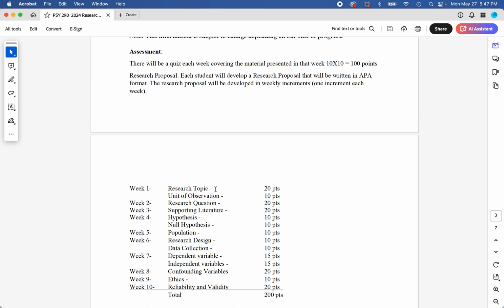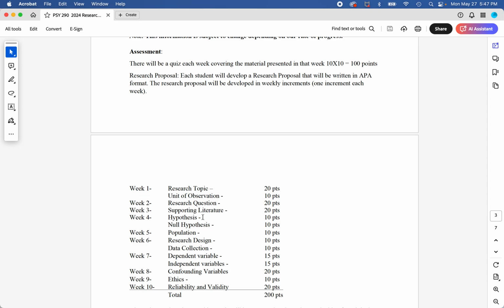We'll have to talk about what the unit of observation is. Unit of observation has to do with how you're measuring the topic that you're dealing with, and this gets into a lot of different ways of looking at things. Week 2, we'll look at the research question. That is from your topic. You have come up with a specific question. Week 3, we'll look at the supporting literature, which is one of the things that you have to do to find out if you can actually measure your research question. Then we'll do the hypothesis and null hypothesis.